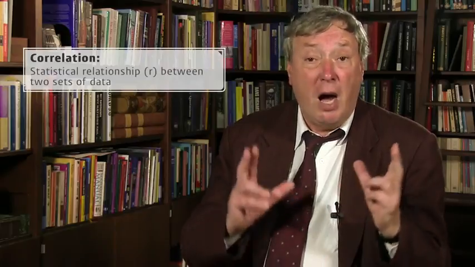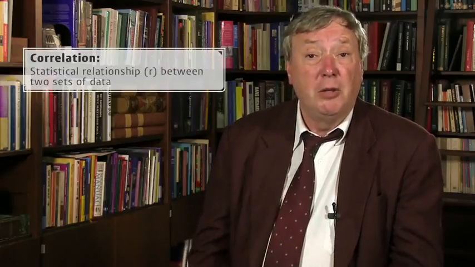Now, what correlation does is to place a statistical measure, which it calls R, small r, between the two. And R can vary from 0, where there is no relationship at all, to R equals 1 for complete unity between the two measures. Our top graph would be close to 0, the bottom one close to 0.7.